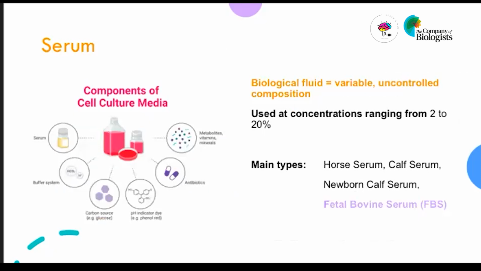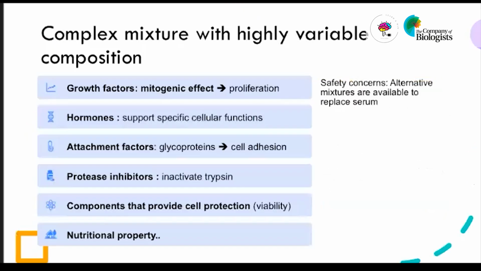Media formulation must often be supplemented with serum, which is a biological fluid with a variable and uncontrolled composition. It's often used at concentrations ranging from 2 to 20%. And there are various types of serum, including horse serum, calf serum, newborn calf serum, and fetal bovine serum, the most used one, and the richest and the most expensive too.